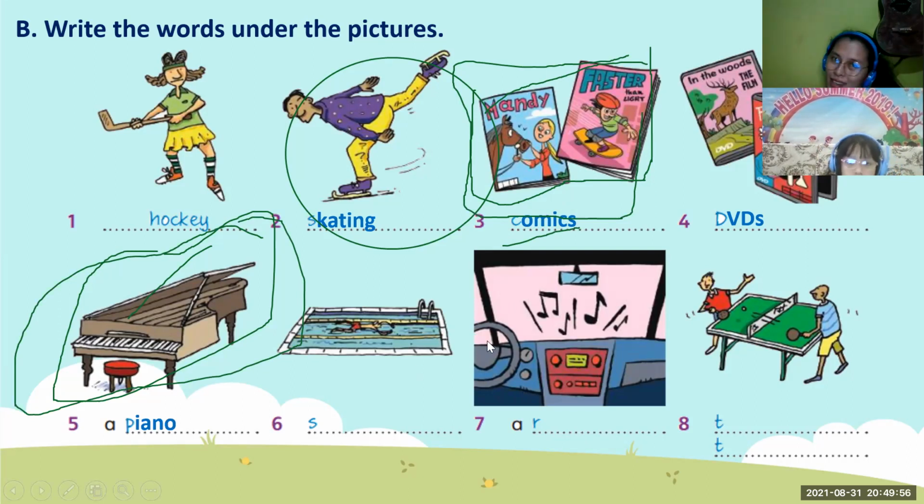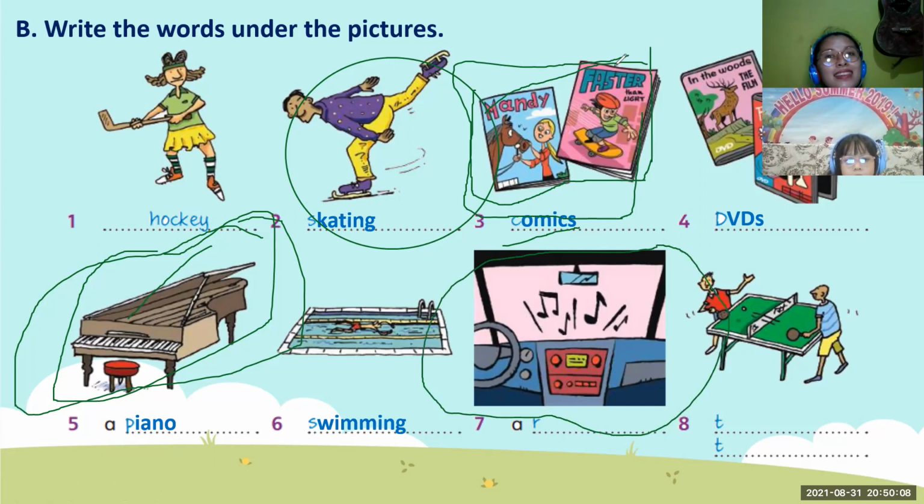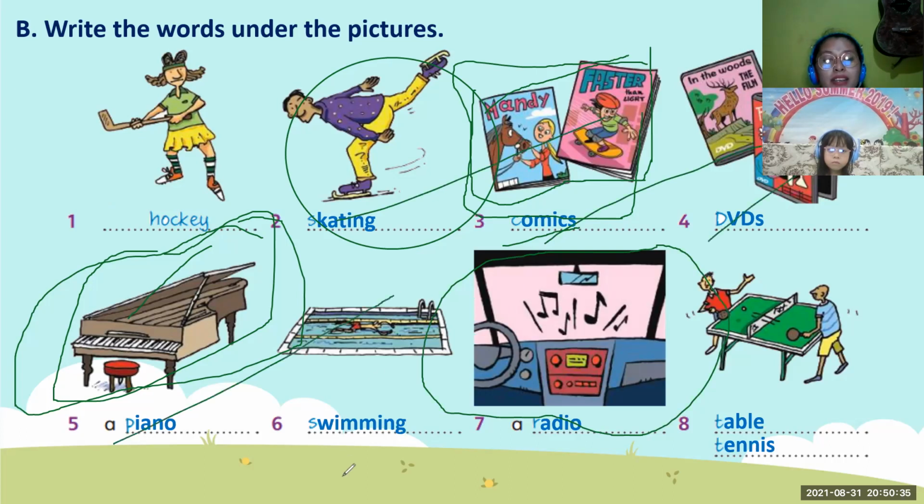The people are swimming. Okay, swimming. Very good. And then this one is a radio. Okay. And lastly, number eight, they're playing tick-tick. You know what's tick-tick? Very good. That is table tennis. Good job. You got it right. Okay, that's very good. So check for skating, comics, DVD, piano, swimming, radio, and table tennis.